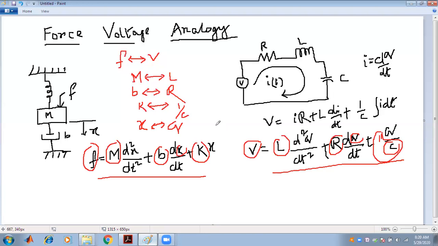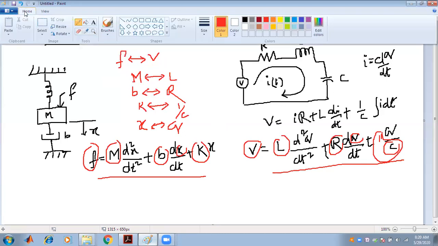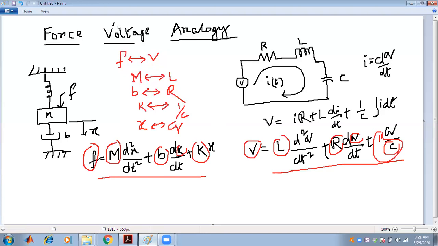So let us take another portion and find the same thing with the help of force current analogy.